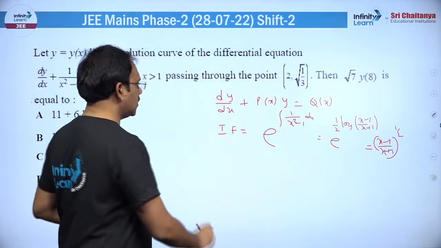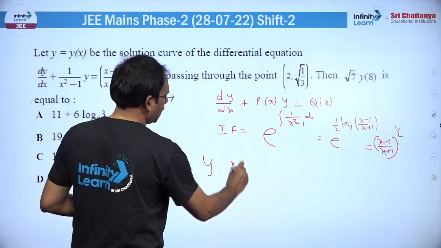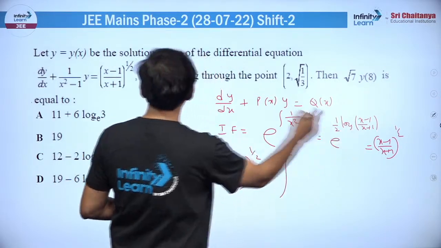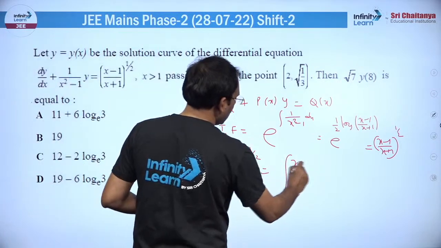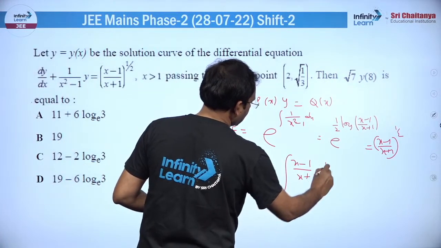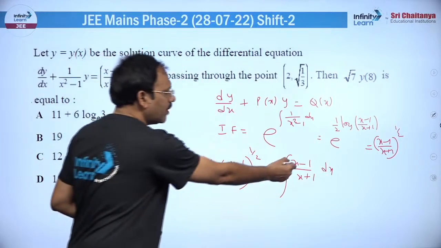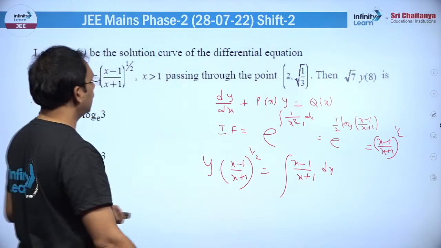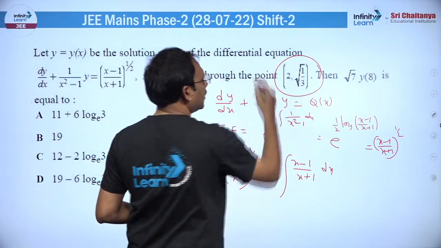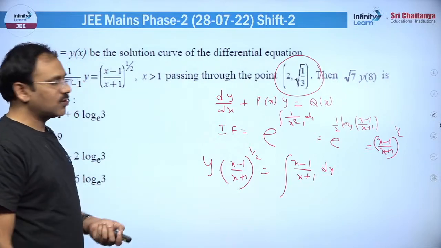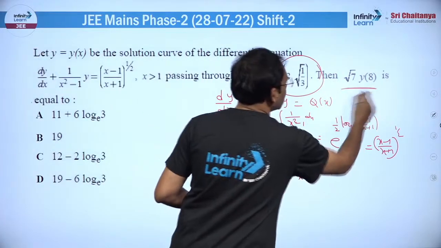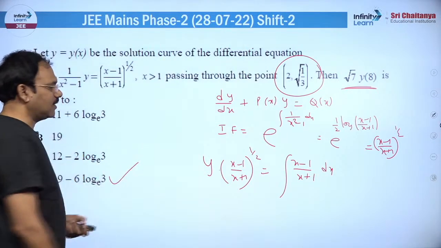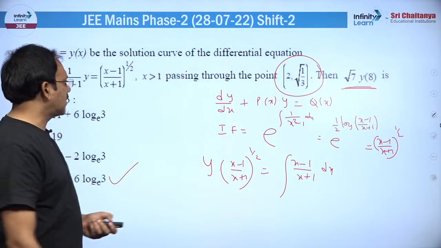So the general solution is going to be y into integrating factor is equal to integral of integrating factor into this will give you x minus 1 by x plus 1 dx. This is a simple integral. In the numerator you can write x plus 1 minus 2, you separate, you will get the answer, and to find the constant of integration you can use this point, you are going to get y. Accordingly you can find root 7 into y of 8, my dear friends. You will get the answer to be option D. That is it. Standard LDE, you can solve it.